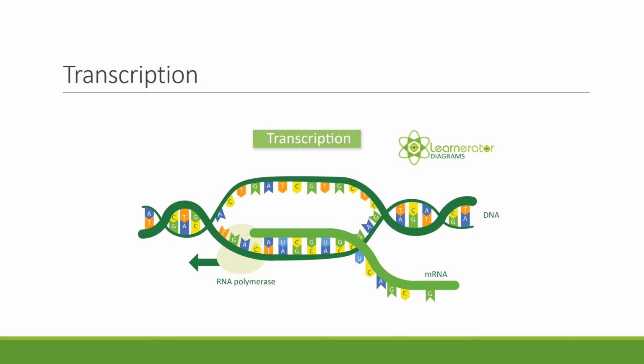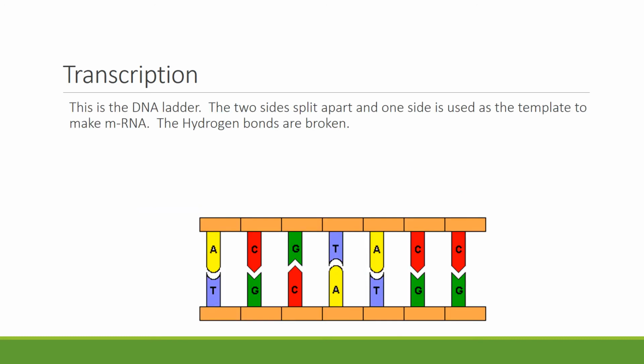You can see that the two strands of DNA have split, and one of the strands will be used as a template to make messenger RNA. So we're going to copy a portion of one side of the DNA molecule and produce messenger RNA. Here is the DNA ladder. Remember, it is composed of two strands. The two sides will split apart, and a portion of one of the sides will be used as a template to make a messenger RNA strand and take the message of how to make that protein out to the ribosome.